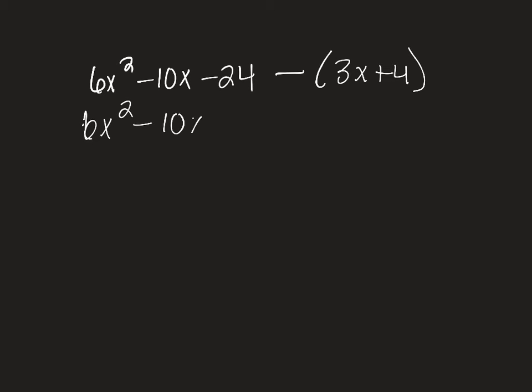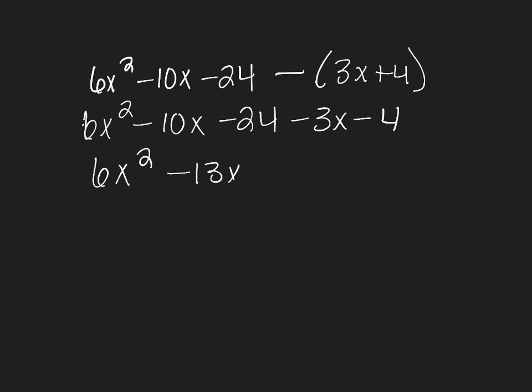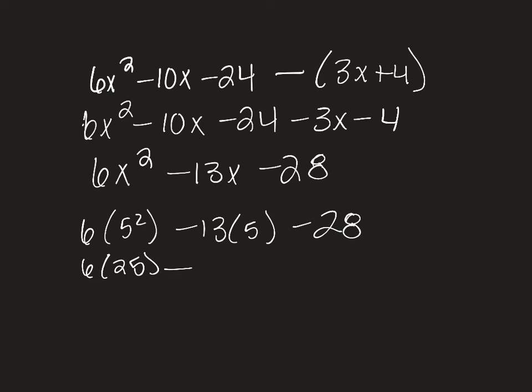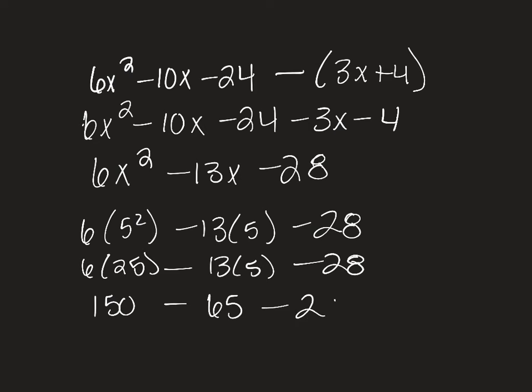Okay, so then number 18. So you have to do f minus g. So f is 6x squared minus 10x minus 24. And then g is 3x plus 4. So then we're going to subtract those, which gives us 6x squared minus 13x minus 28. And then you have to plug in a 5 for x. So we've got 6 times 25 minus 13 times 5 minus 28. Okay. So we get 150 minus 65 minus 28, which gives you 57.